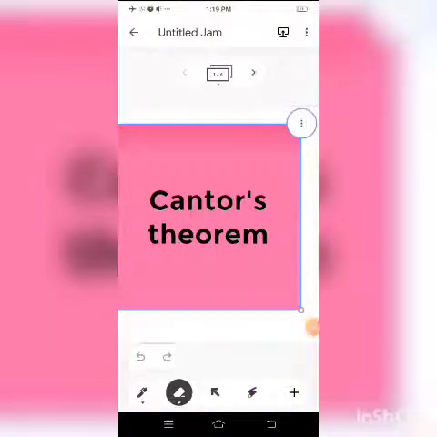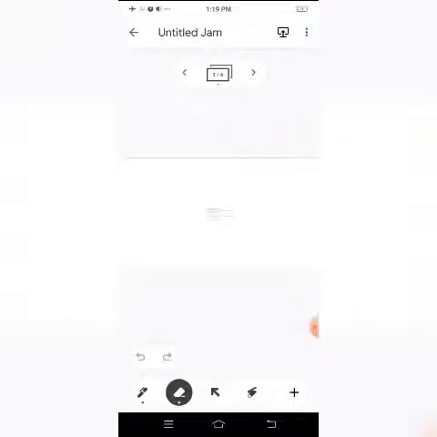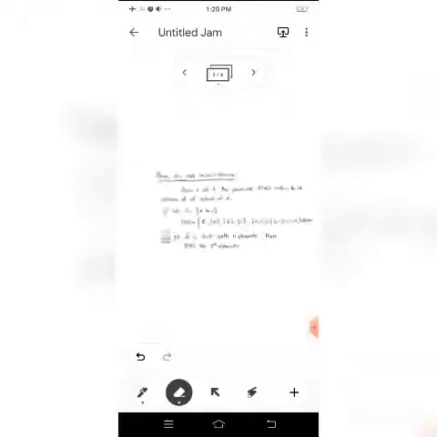This video is about Cantor's theorem. Before defining Cantor's theorem, we have to define what a power set is. You have already studied power sets in your higher secondary class. What do you mean by a power set?